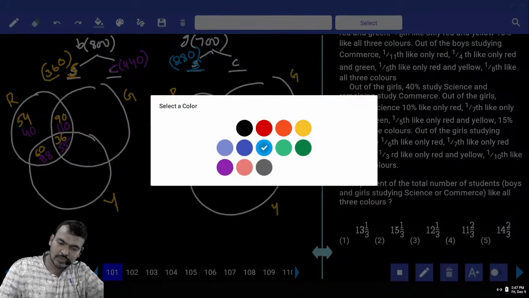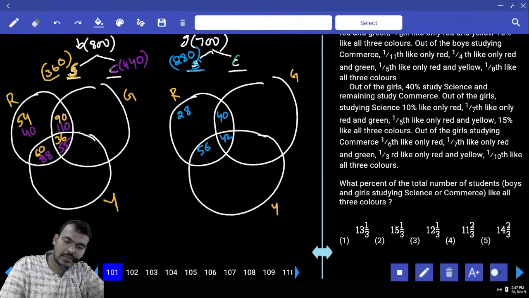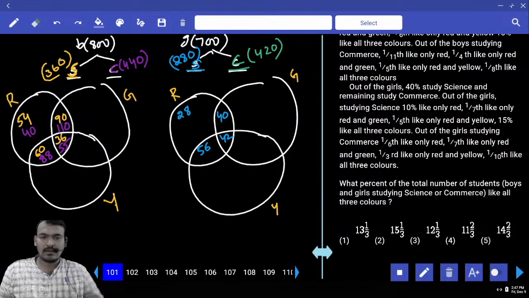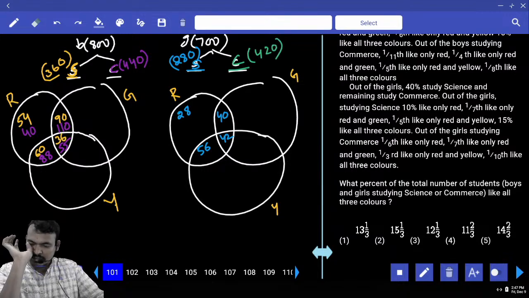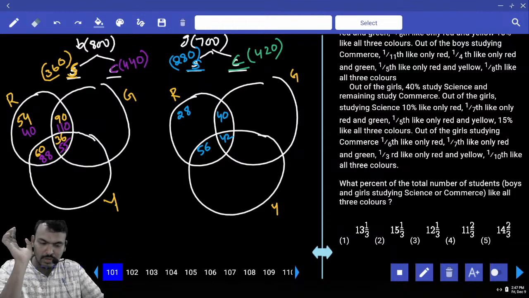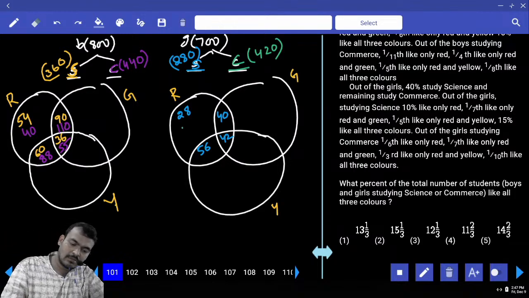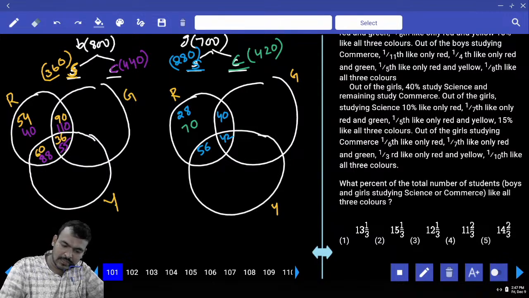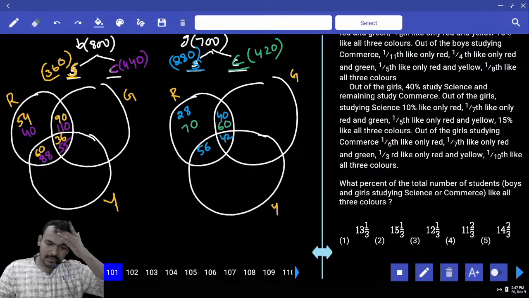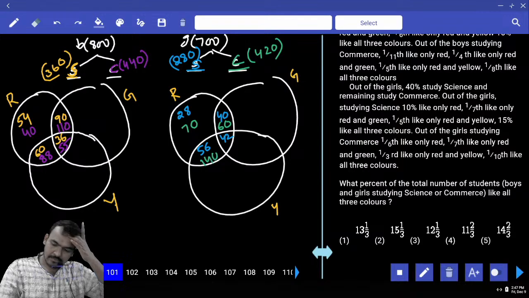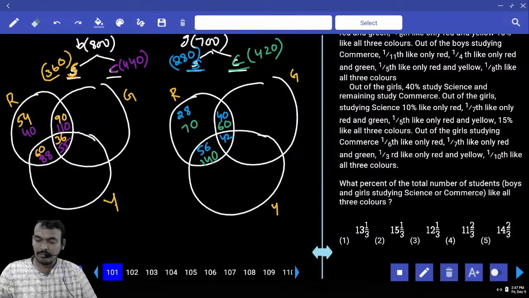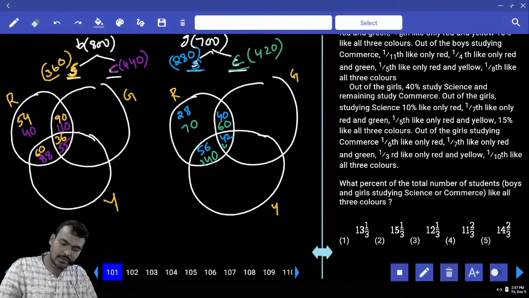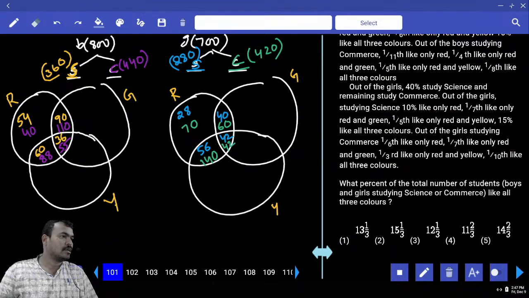That 420 are which one? Commerce or not? Then all the green color values we are considered commerce value. Girls or not? First, out of the girls studying commerce 1/6 like which one? Only red. What is the 1/6 value? 70 or not? Next, 1/7 is 60. That 60 are combination of red and green or not? Next, 1/3 is 140 or not? Yes or no? 1/10th is 42. It is the data.